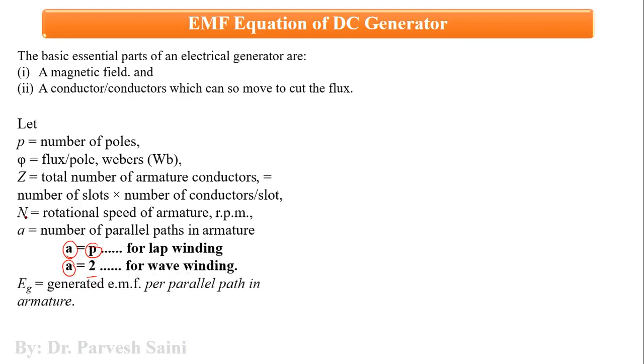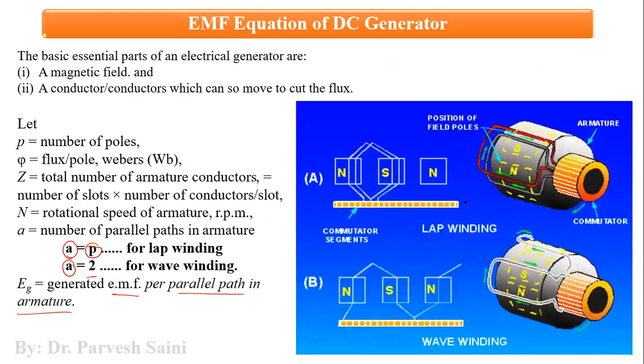Then let us say Eg is the generated EMF per parallel path in the armature. Now in this diagram you can see the concept of parallel path. This particular diagram belongs to a lap winding based DC machine, and this is for a wave winding DC machine. As you can see here, we have these many parallel paths.